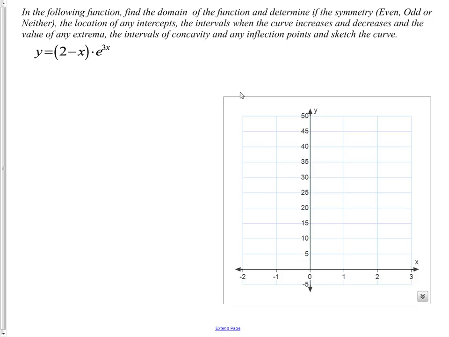So let's run through the entire graphing system here that we have. First of all, for the domain, we'll note that the function y equals 2 minus x is defined for all real numbers, and the function y equals e to the 3x is defined for all real numbers. So right away, we can state that our domain will be all real numbers.